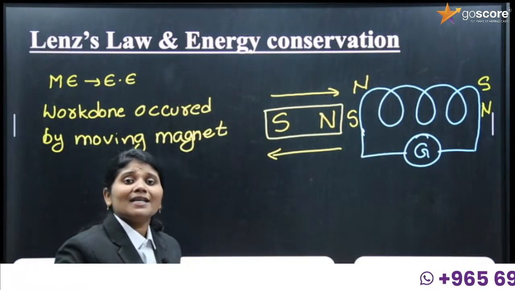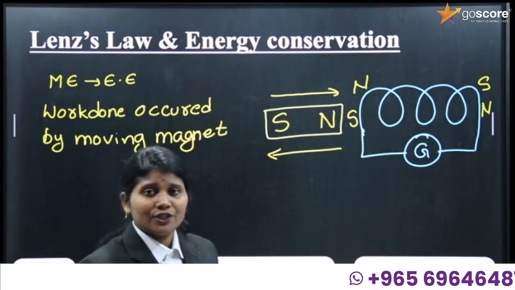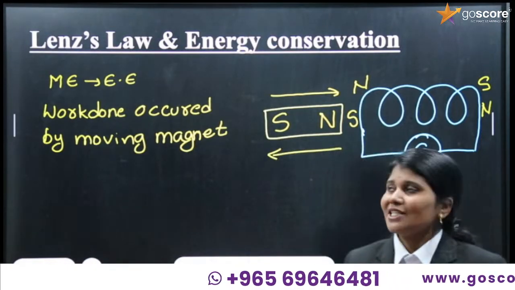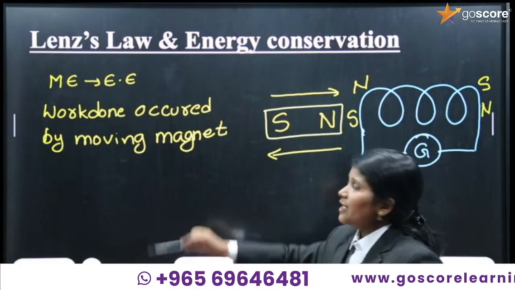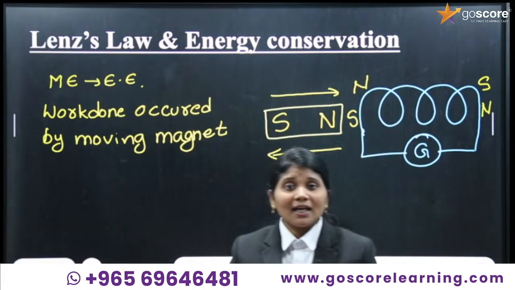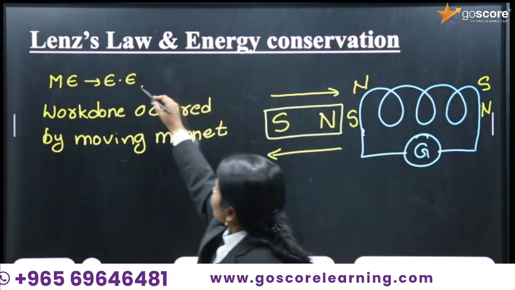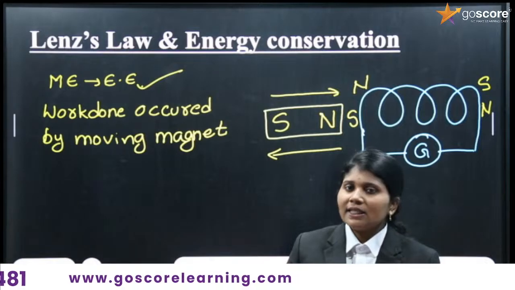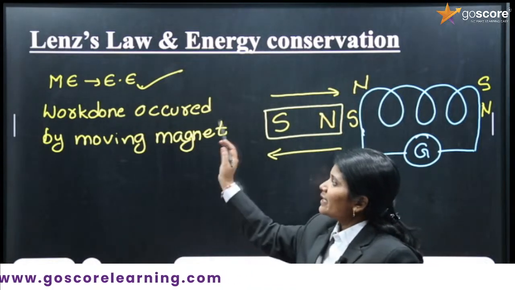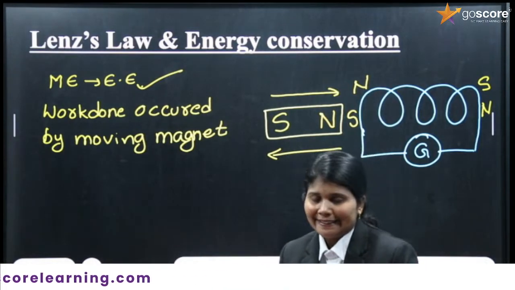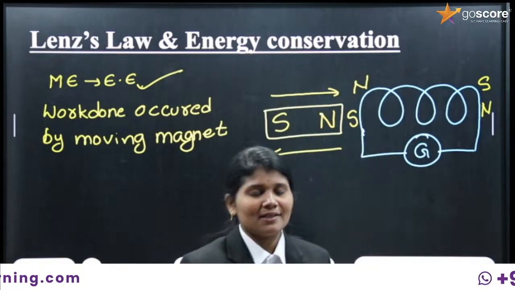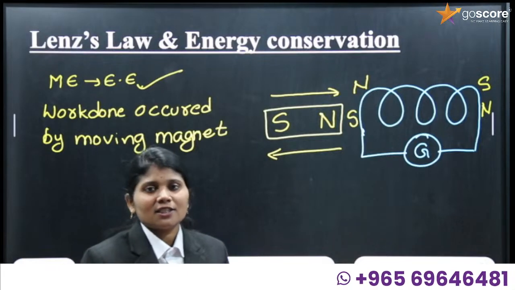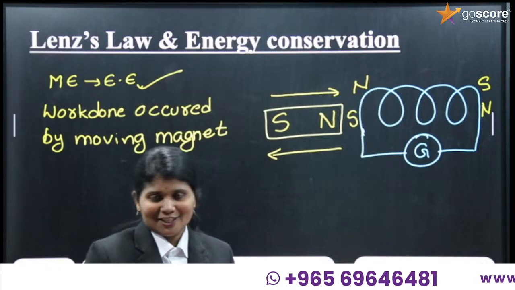That work done we consider as mechanical energy. That mechanical energy is converted into electrical energy. Work done occurred by the moving magnet, so that work done we are considering as mechanical energy, and that mechanical energy is converted into electrical energy.